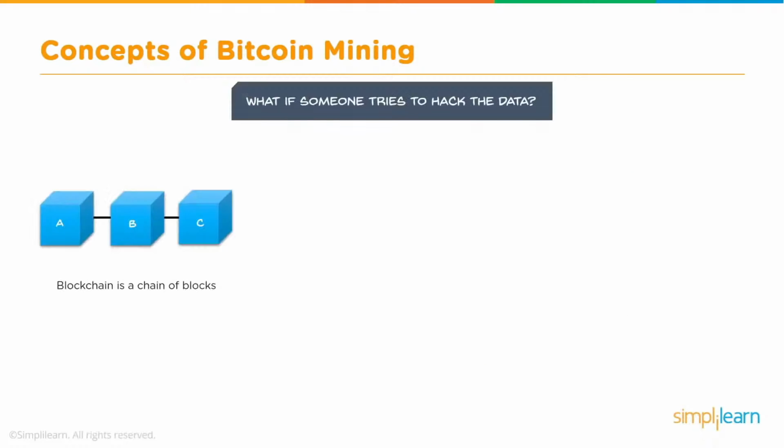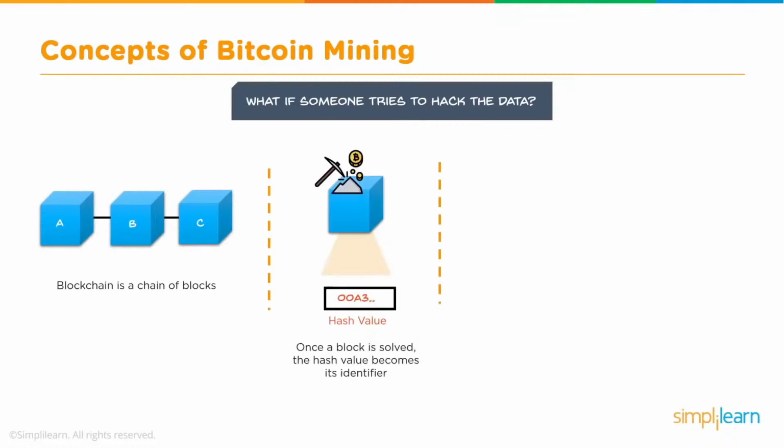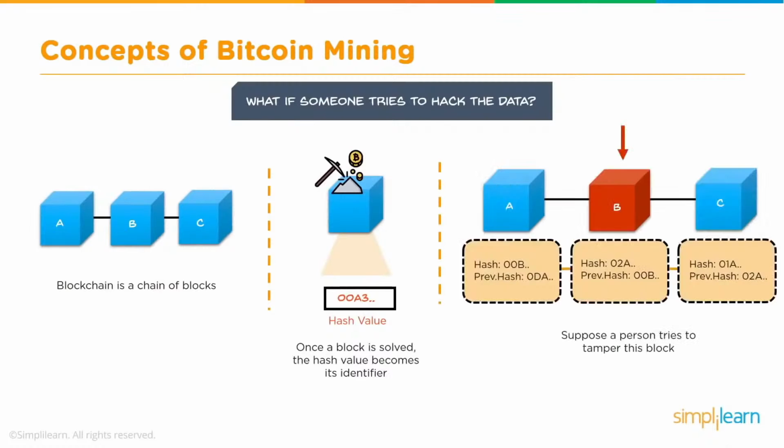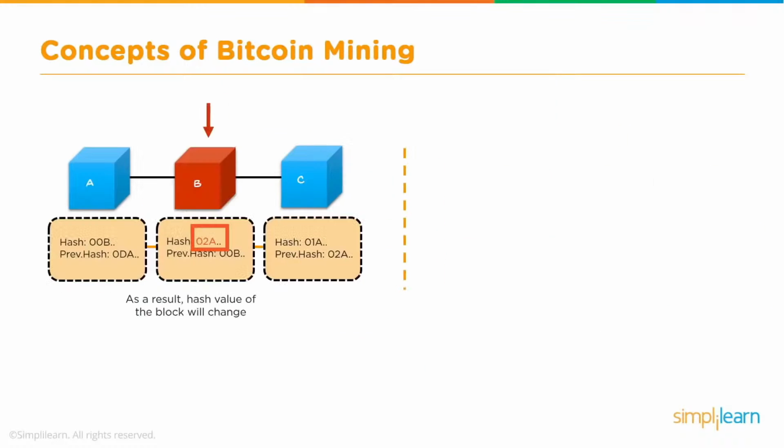Now, what if someone tries to hack the data? So let's see. Blockchain is a chain of blocks, A, B, C. Each block has solved a puzzle and generated a hash value of its own, which is its identifier. Now, suppose a person tries to tamper with block B and tries to change the data aggregated in the block. If the data of the block changes, the hash value, which is the digital signature of the block, will also change.